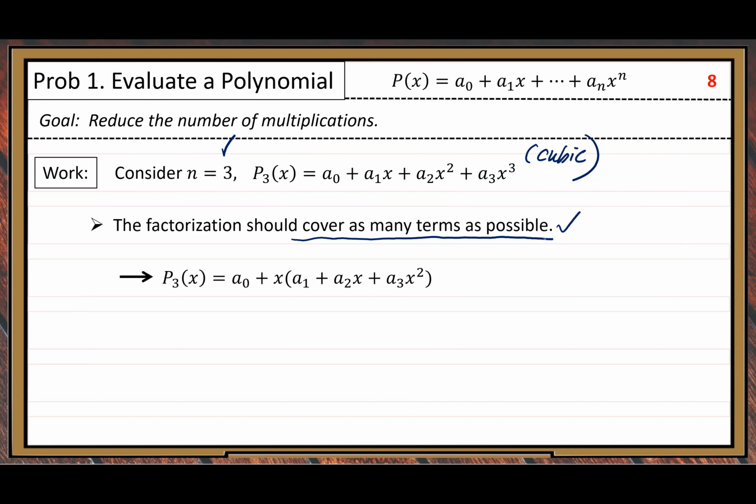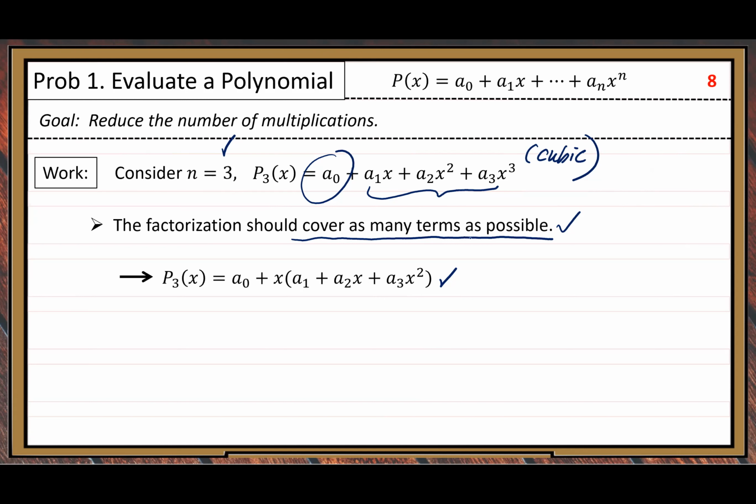So what do we mean by as many terms as possible? First, we know there is no common factor for all the terms, right? So we have to reduce the number of terms. We just skip the first term, the constant term A0. Then you can see for these 3 terms, there is a common factor x. So we just take factorization in this way, straightforward factorization, similar to what we did for n equals 2.